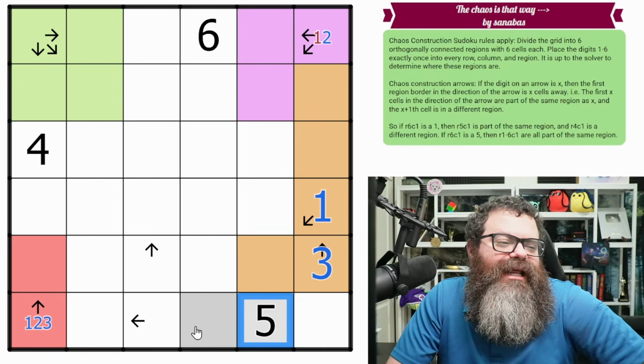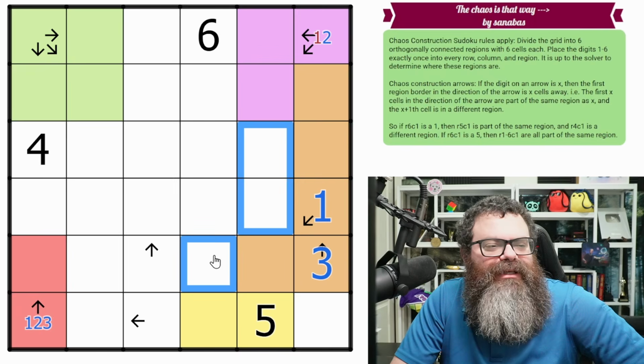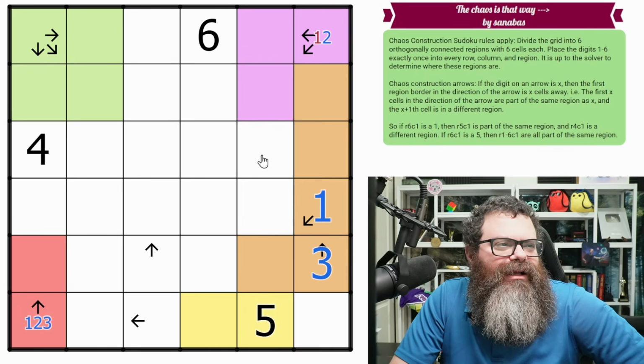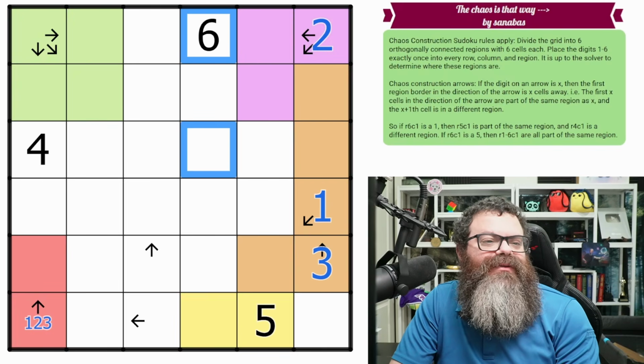This one can't be orange and it has to get out. So we'll call this the yellow region. So we only need to find the blue region now. So either this is orange or one of these is orange. Okay. Let's think about this one. Oh, sorry, this is a 2 now, actually. So these are all purple.